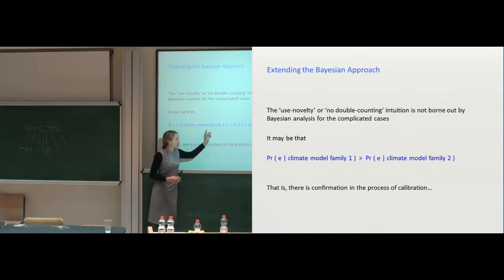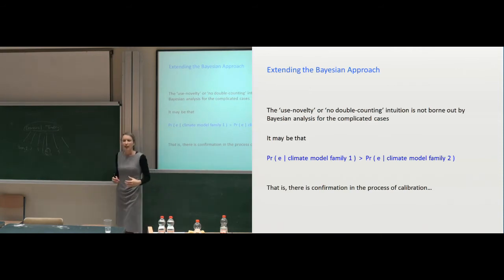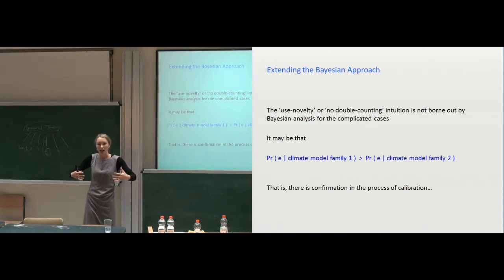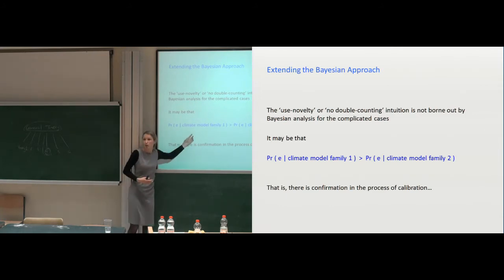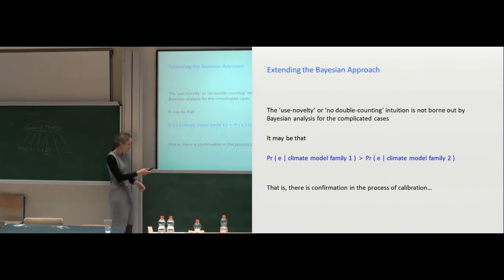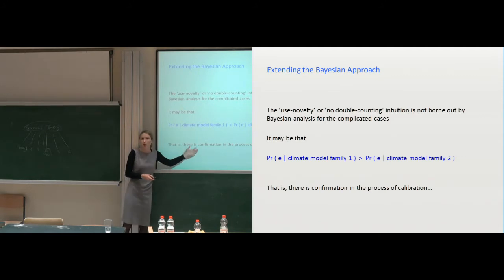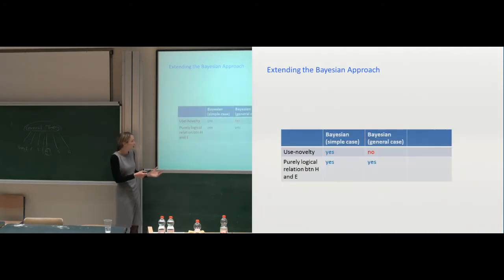Right? So if that's the case, which can well happen, both of these models are using the data to calibrate their aerosol parameter, but there are fits and there are fits, right? Some fits are better than other fits. And it may be that one model family is able to do a better fit than the other. In short, you do get confirmation in the process of calibration, and that's perfectly reasonable in the Bayesian case. This idea of separating calibrating evidence and other evidence just doesn't really make sense for these more complicated cases, right?